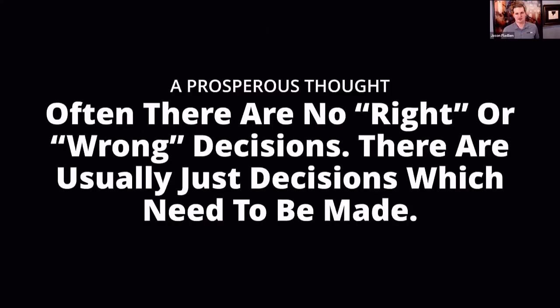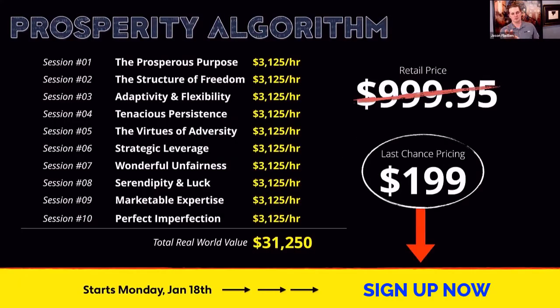And as I mentioned earlier, I got ahead of myself. Prosperous thought: often there are no right decisions or wrong decisions. There are usually just decisions that need to be made. And I'm going to put this on you now. I don't believe it's a right decision or a wrong decision for you to sign up. It's just a decision that you're going to make, right? It's just a decision. It's not right if you buy, or it's not right if you don't buy. It's not wrong if you buy. It's not wrong if you don't buy. It's none of those things.